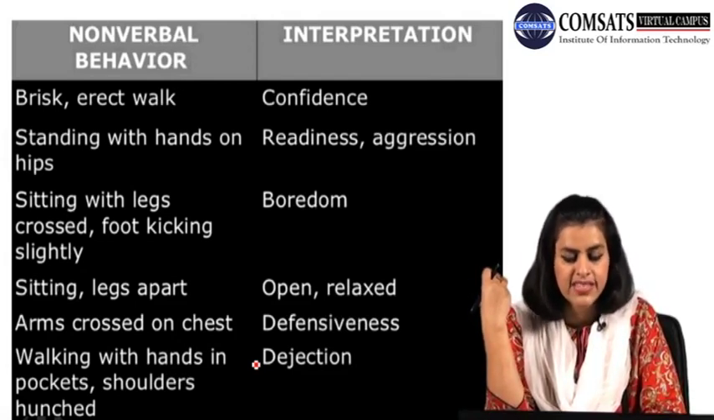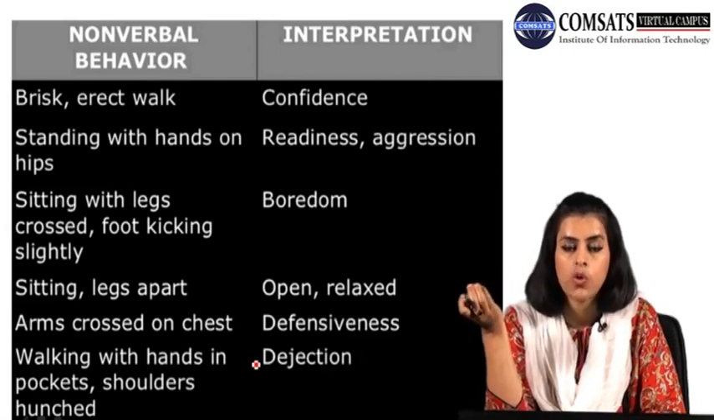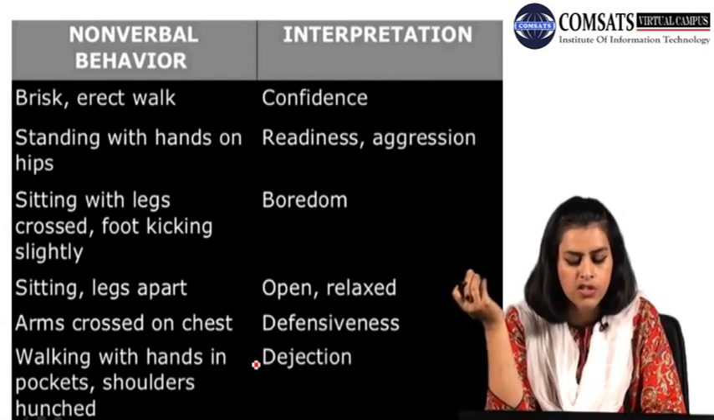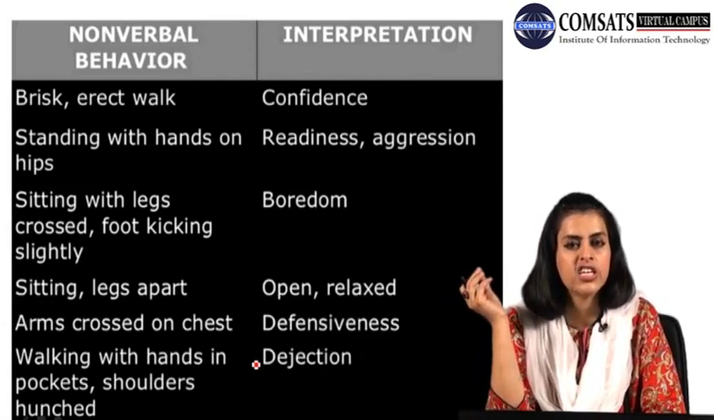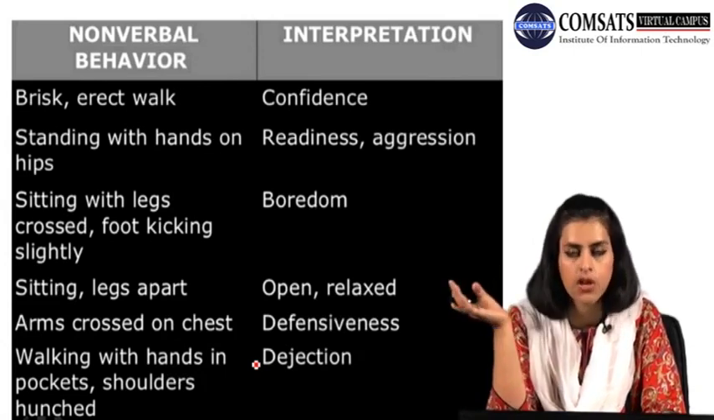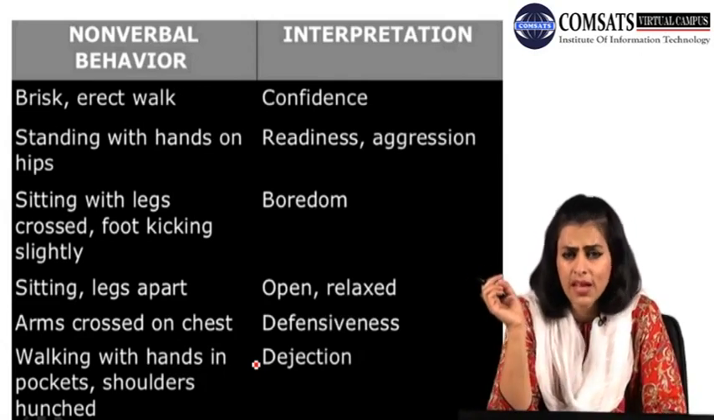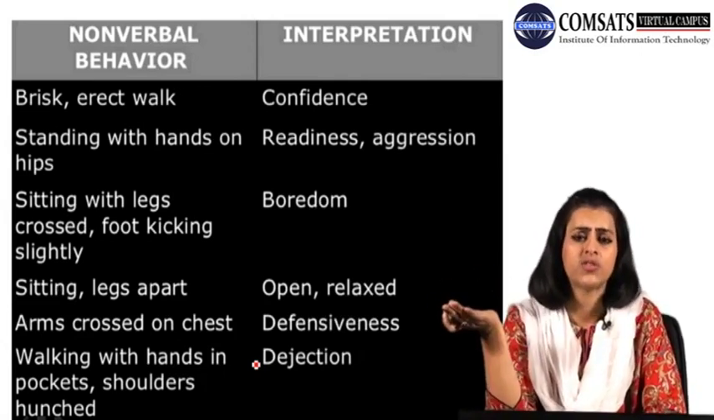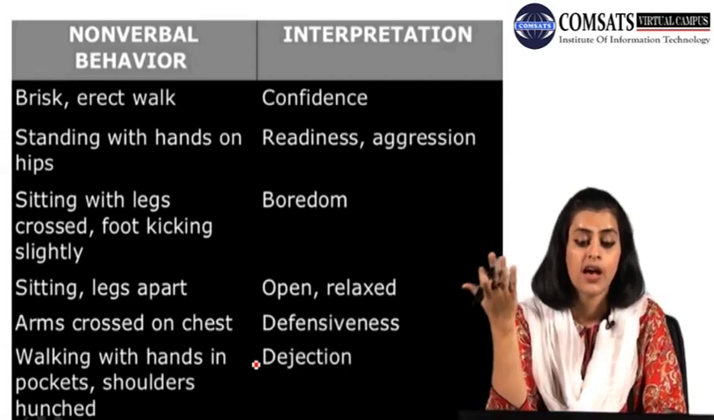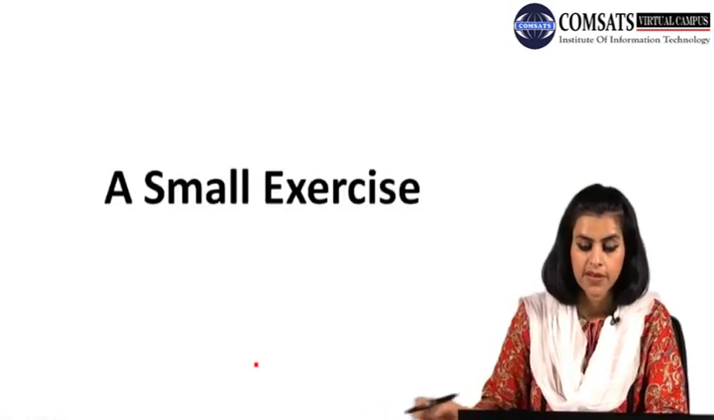Sitting with legs apart means that you are open, welcoming and relaxed. Arms crossed on chest basically show defensiveness, and walking with hands in pockets and shoulders hunched shows the dejection of someone. Like this, which shows the dejection of someone who is non-verbally communicating with the next person.